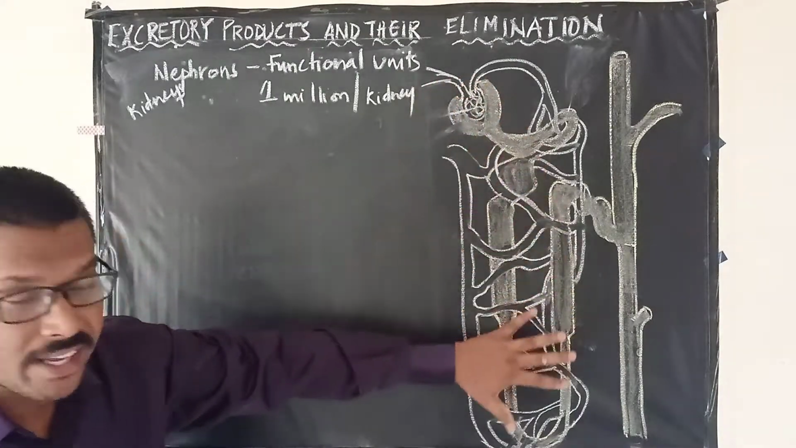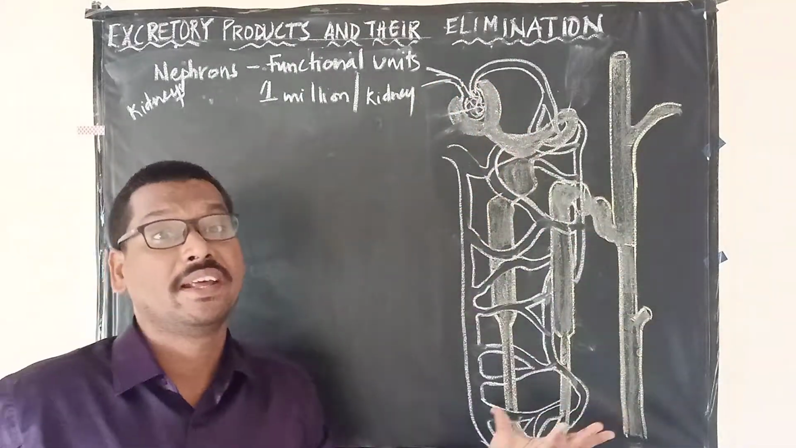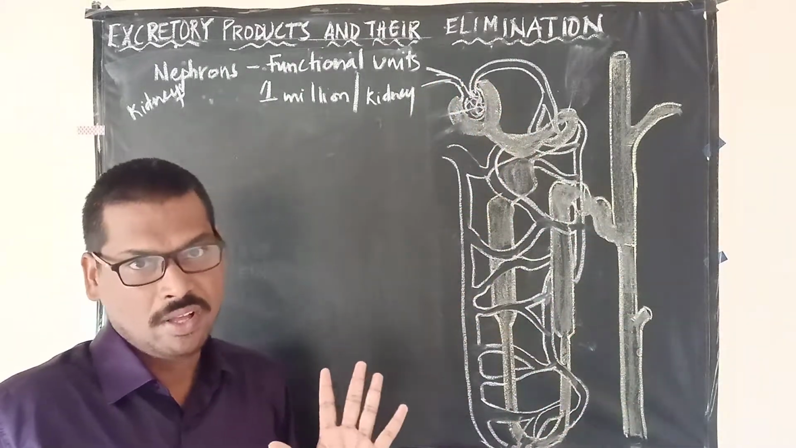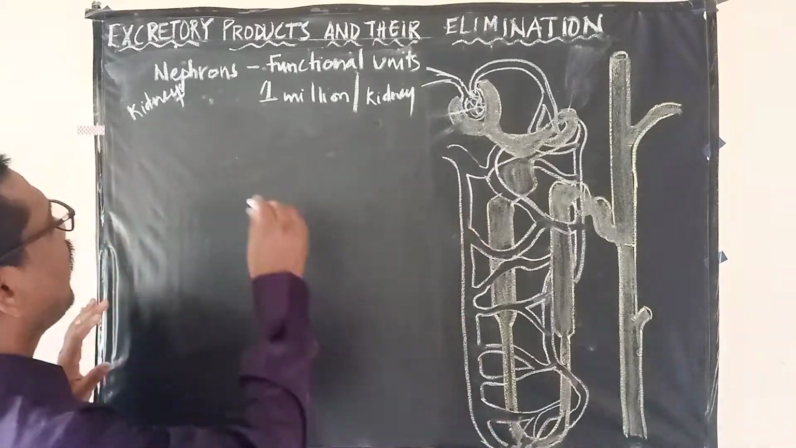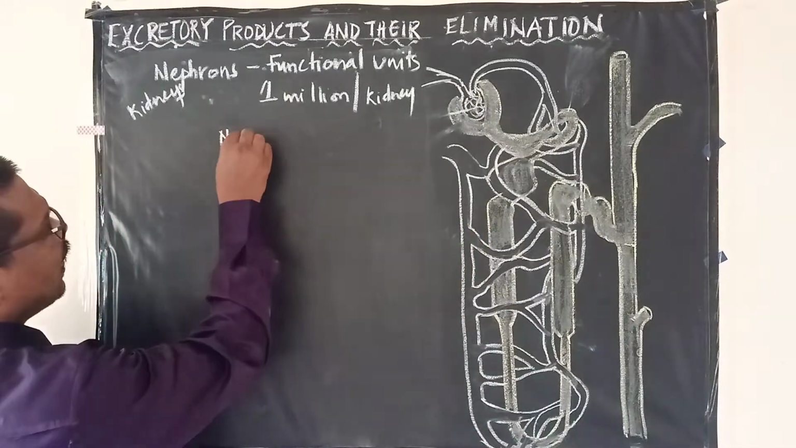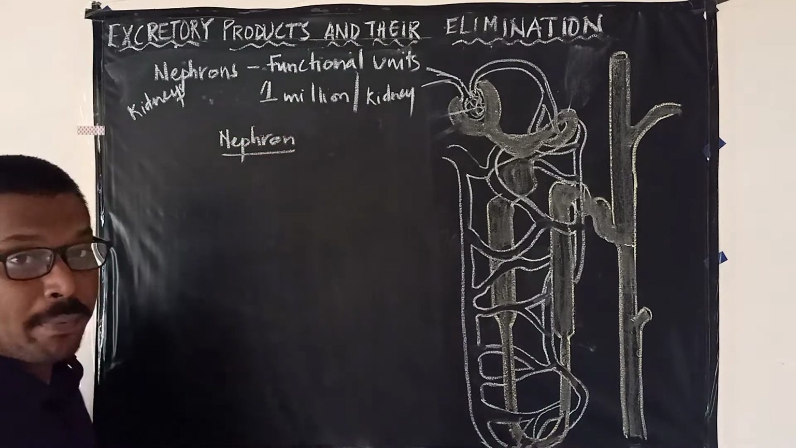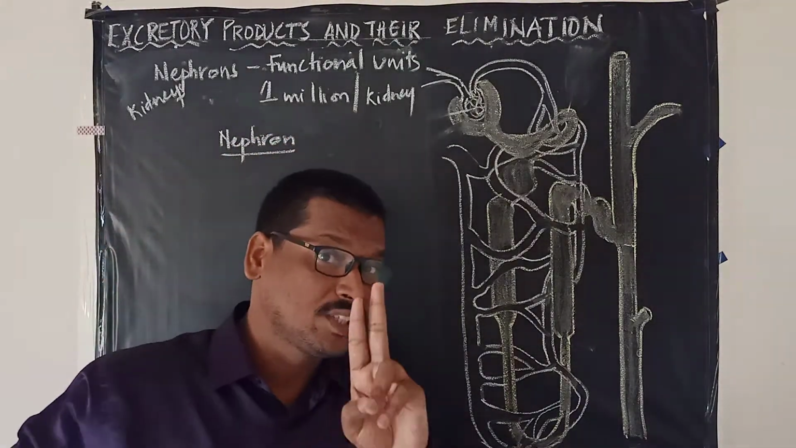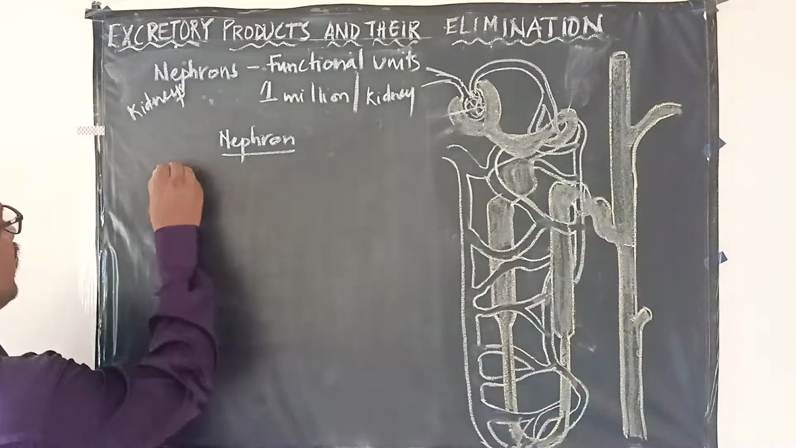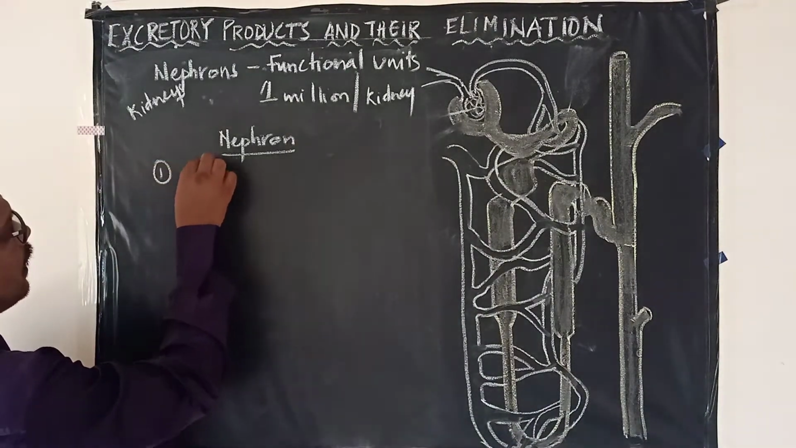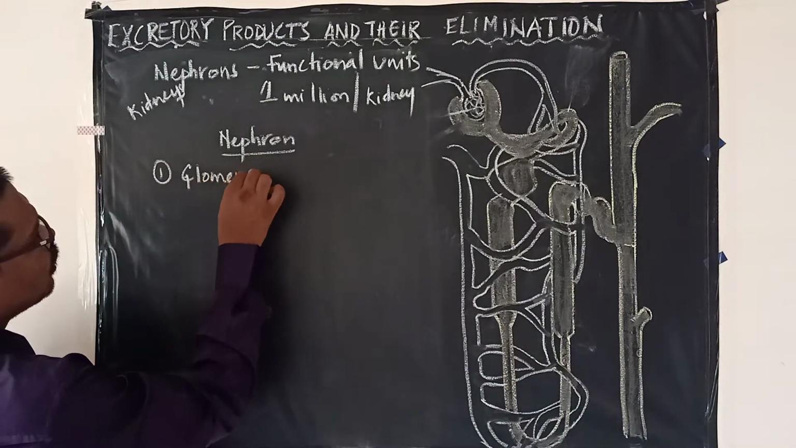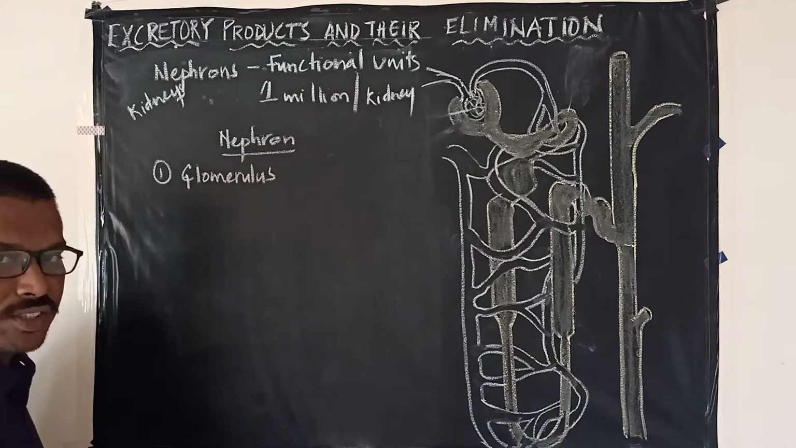Now here is the diagram showing the structure of a nephron. We should remember that the nephron consists of two major parts. The first one is called the glomerulus.